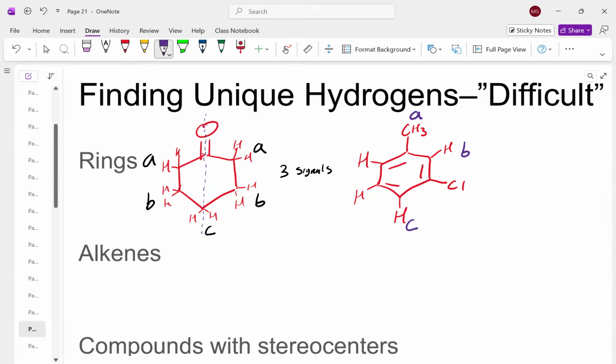And I'm using the chlorine as a locator, because as I go to the next one here, I know D is not equivalent to C because it's farther away from the chlorine. And I can say the same thing with this one. With E, it's farther away from the chlorine and closer to the methyl than D or C is.